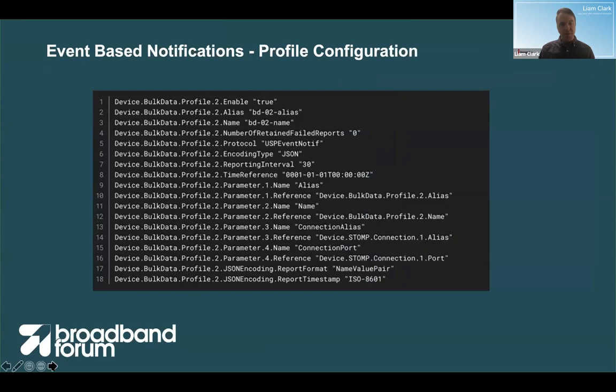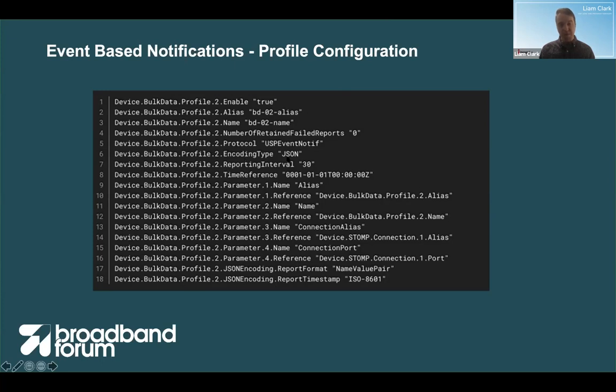Next from here, what you'd want to do is, I have my architecture, how do I actually define this on OBUSP itself? What we can do is have it enabled, so you need to set enable to true. We also can then set up some aliases, the name, the number of retries, and if you're familiar with HTTP bulk data collection, the protocol here, you need to change it to event-based notifications.